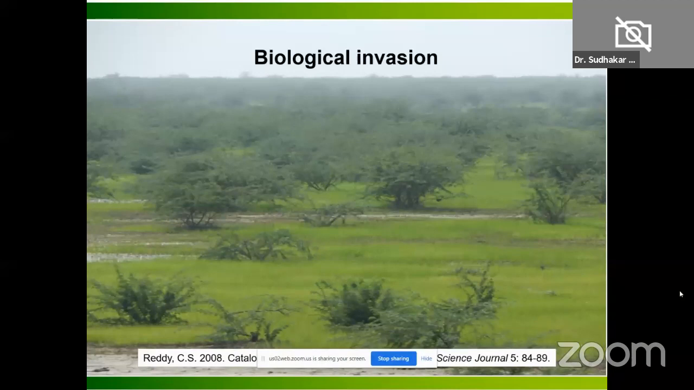This is a photograph of the Banni grassland in Gujarat. It was a virgin and pristine grassland earlier, but for the last 40 to 50 years, the majority of the landscape has been encroached by Prosopis juliflora.